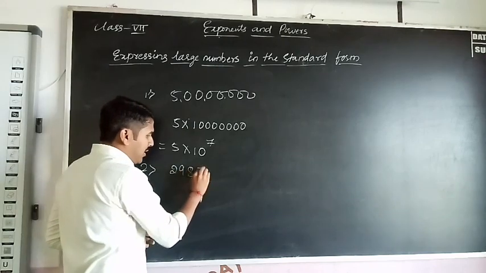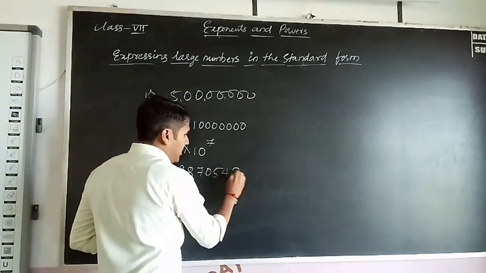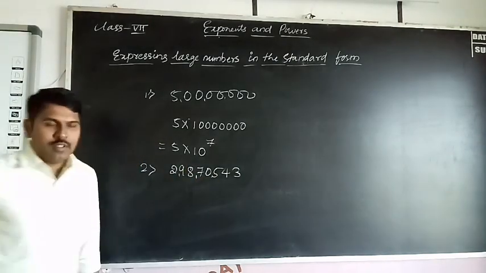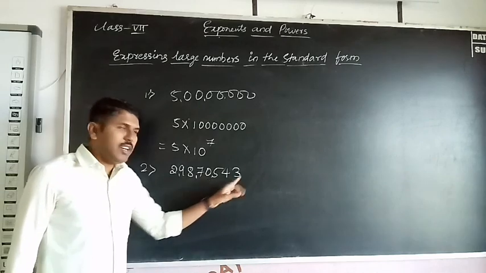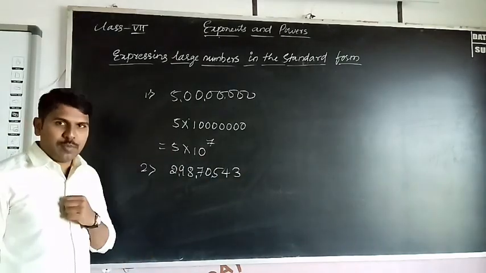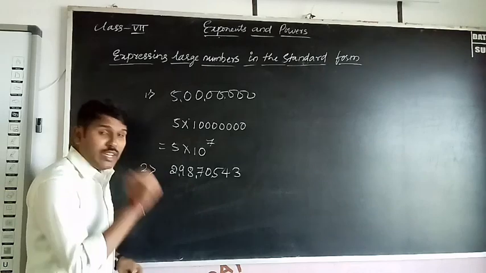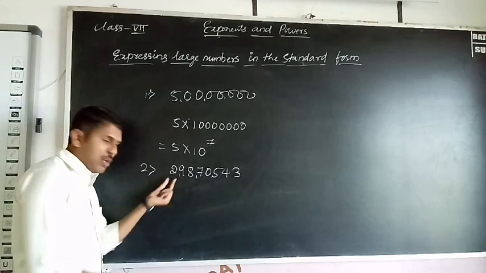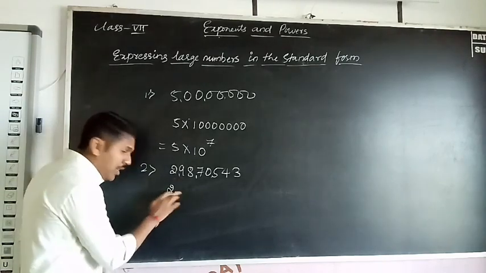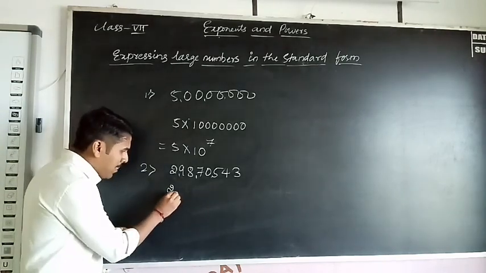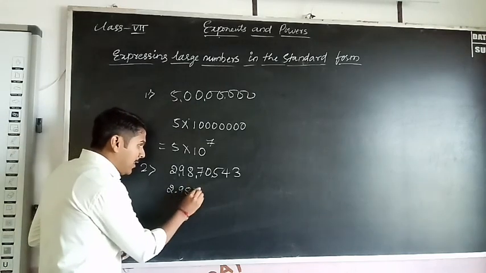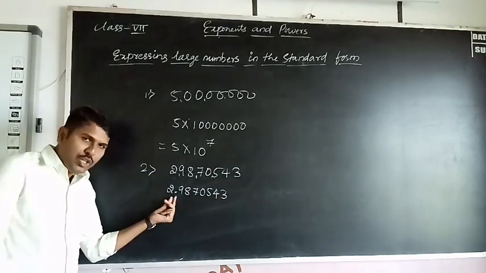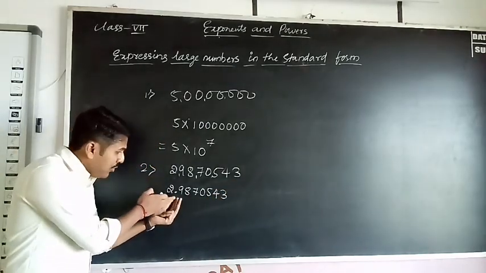29870543. Okay. So next, what is this number? 2 crore 98 lakh 70,543. So how to write it in standard form? Standard form means it consists of only one digit before the decimal point. Before the decimal point means the decimal point should be after one digit. After one digit. So 2.9870543. Only one digit is there before the decimal point.